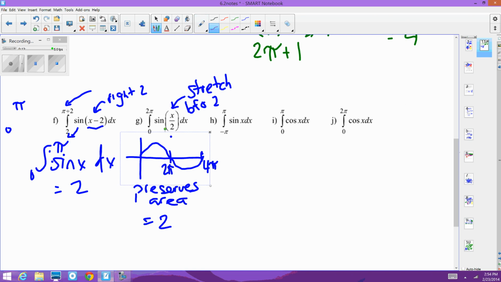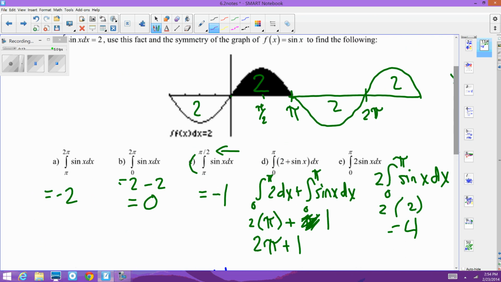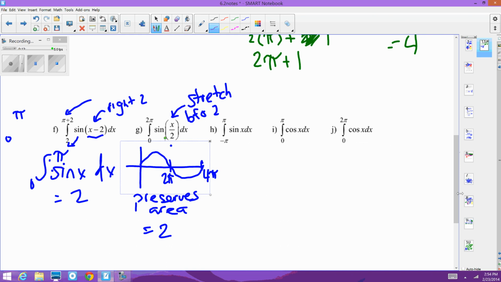All right, -pi to pi. Let's take a look at our graph here. This would be -pi. So if we go from -pi, that'd be -2 to 0. And then 0 to pi, that's going to be +2. So this one ends up being 0.